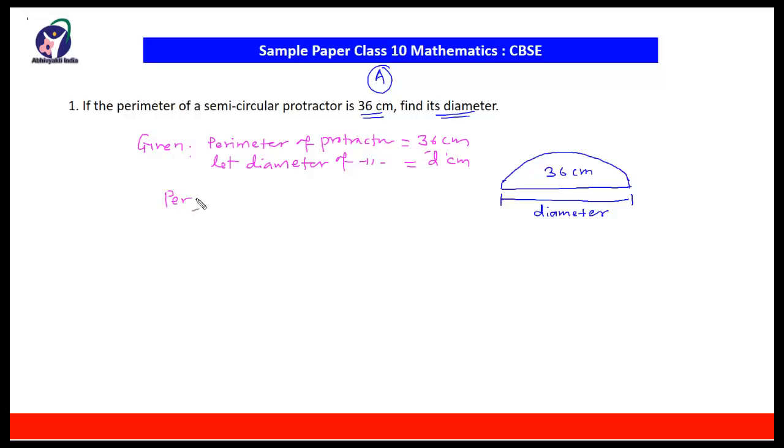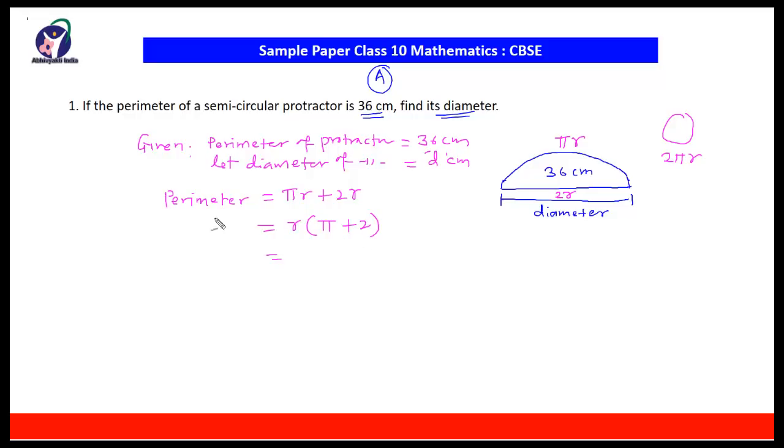So the perimeter of the protractor will be equal to the circumference of the semicircle plus the diameter. Circumference of a circle is given by 2 pi r, and therefore the circumference of a semicircle will be pi r, and the diameter is nothing but twice r. Together these two give you the perimeter of the protractor. So it will be pi r plus 2r. Here r is a common factor, so r into bracket pi plus 2.